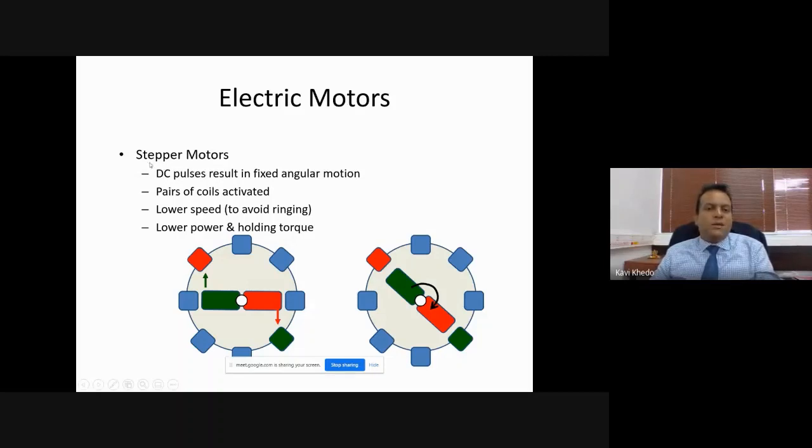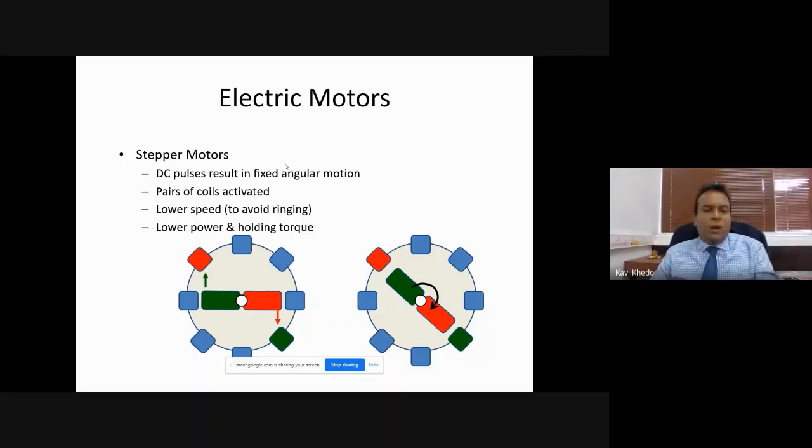This is an example of an electric motor, a specific kind of electric motor, which is called a stepper motor. Stepper, it comes from the word step. So what happens, this is the motor, it moves one step at a time. So you see here, this comes here, so it moves in this direction. So it has performed one step, like this, one step.